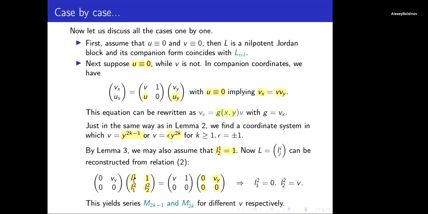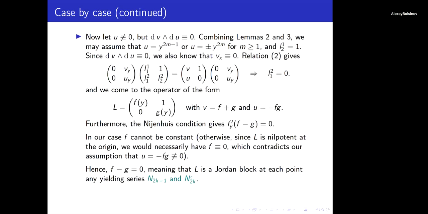So we are done. So we have a matrix with zeros in the first column, and the second column is one. And here L22, which is V, and V is the power of Y. This is exactly series M from my theorem. Great. Good. So next case.